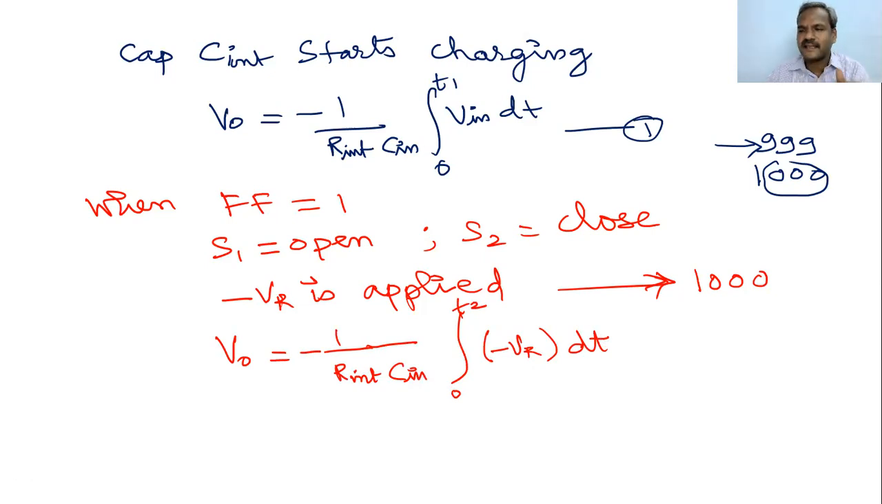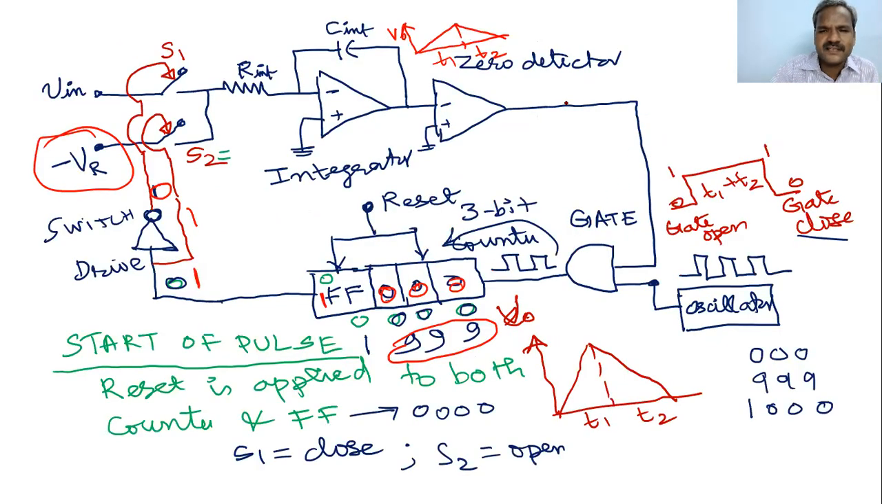When the negative slope of the integrator reaches 0 volts, the comparator switches to state 0, and the gate switches to 0. The gate closes when T2 finishes.